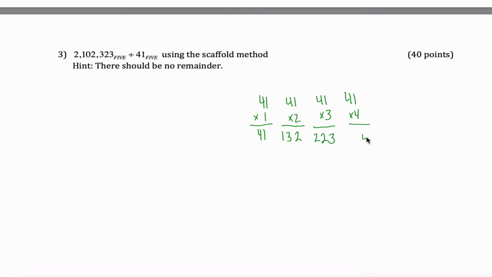4, 1 times 4. 1 times 4 is 4. 4 times 4 is 16, which I write as 3, 1. So I'm going to do this multiplication first so that I can reference it later on.